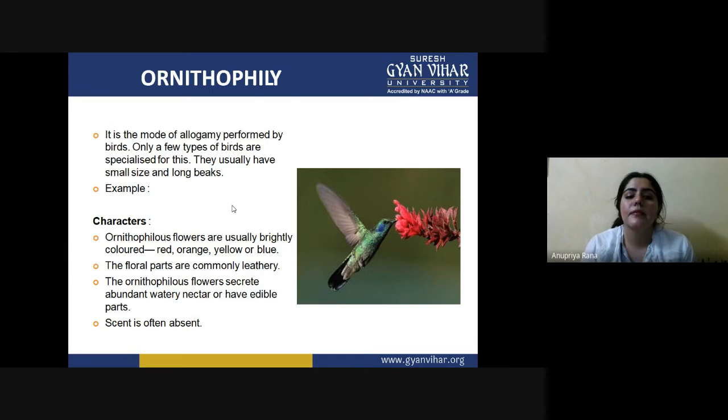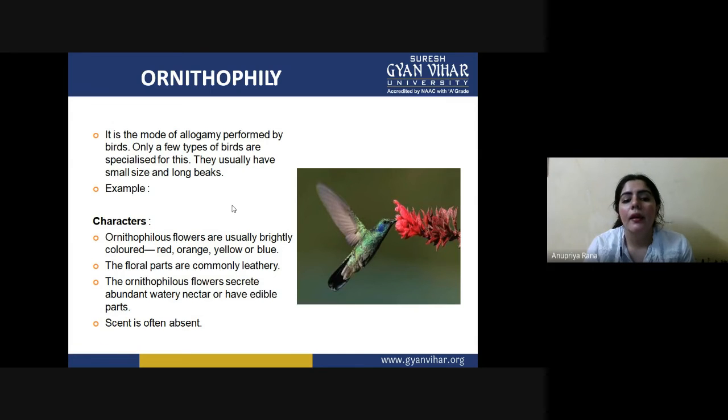Another characteristic which is helpful in the ornithophily process is that the flowers are usually brightly colored, right? Red, orange, yellow, and blue. Mostly the red and orange colors attract the birds. The floral parts are commonly leathery, which means the petals should be a little thicker, leathery in texture. Ornithophilous flowers secrete abundant watery nectar or have edible parts.